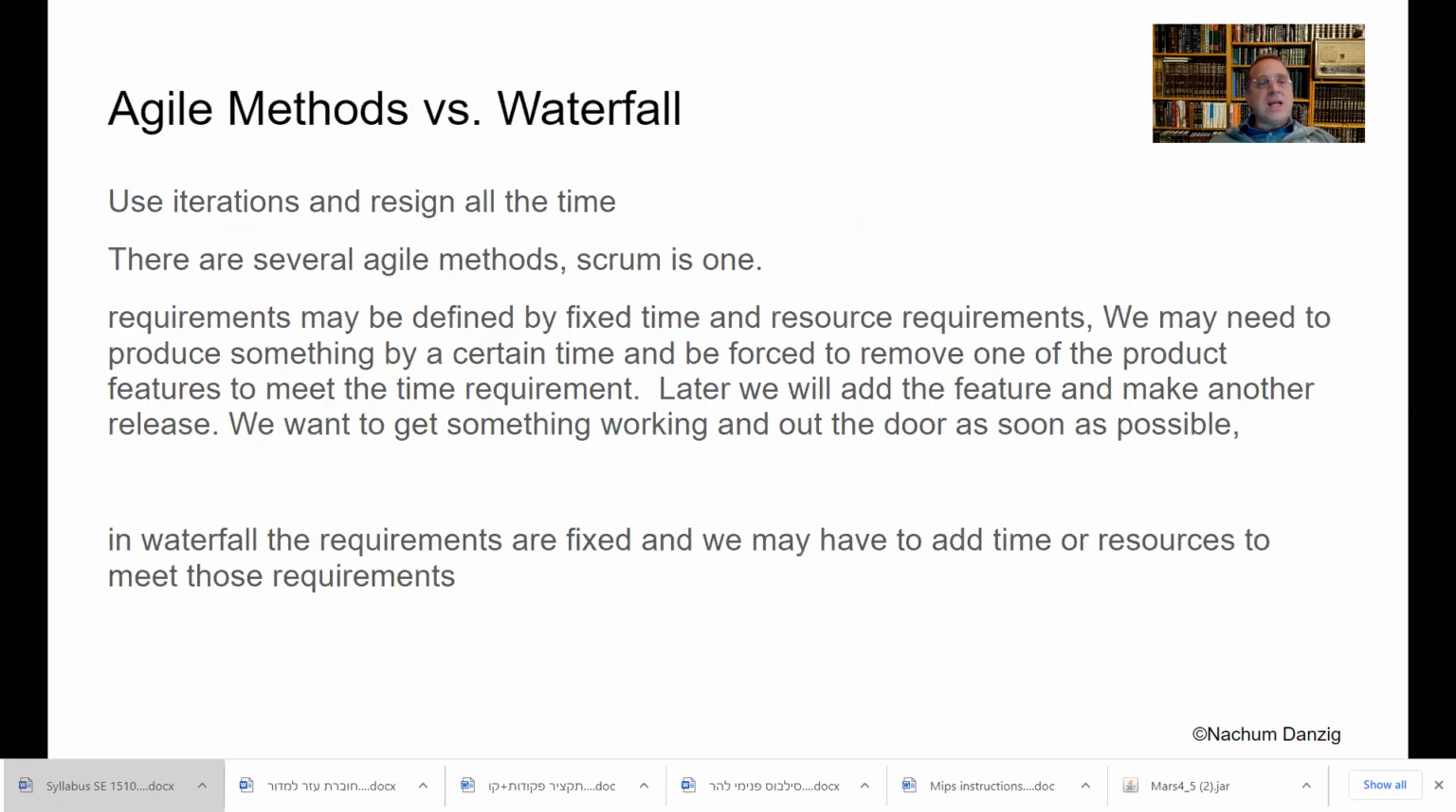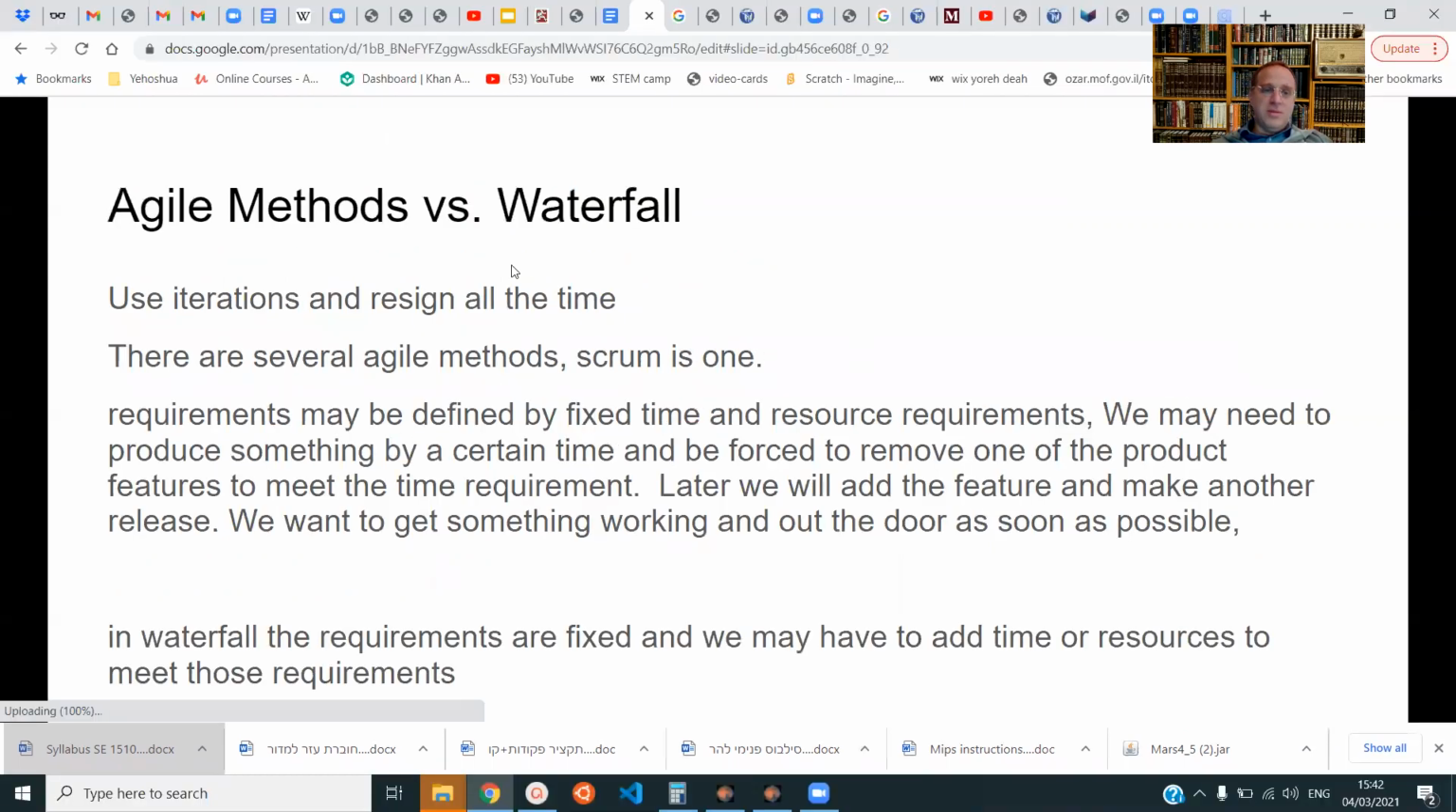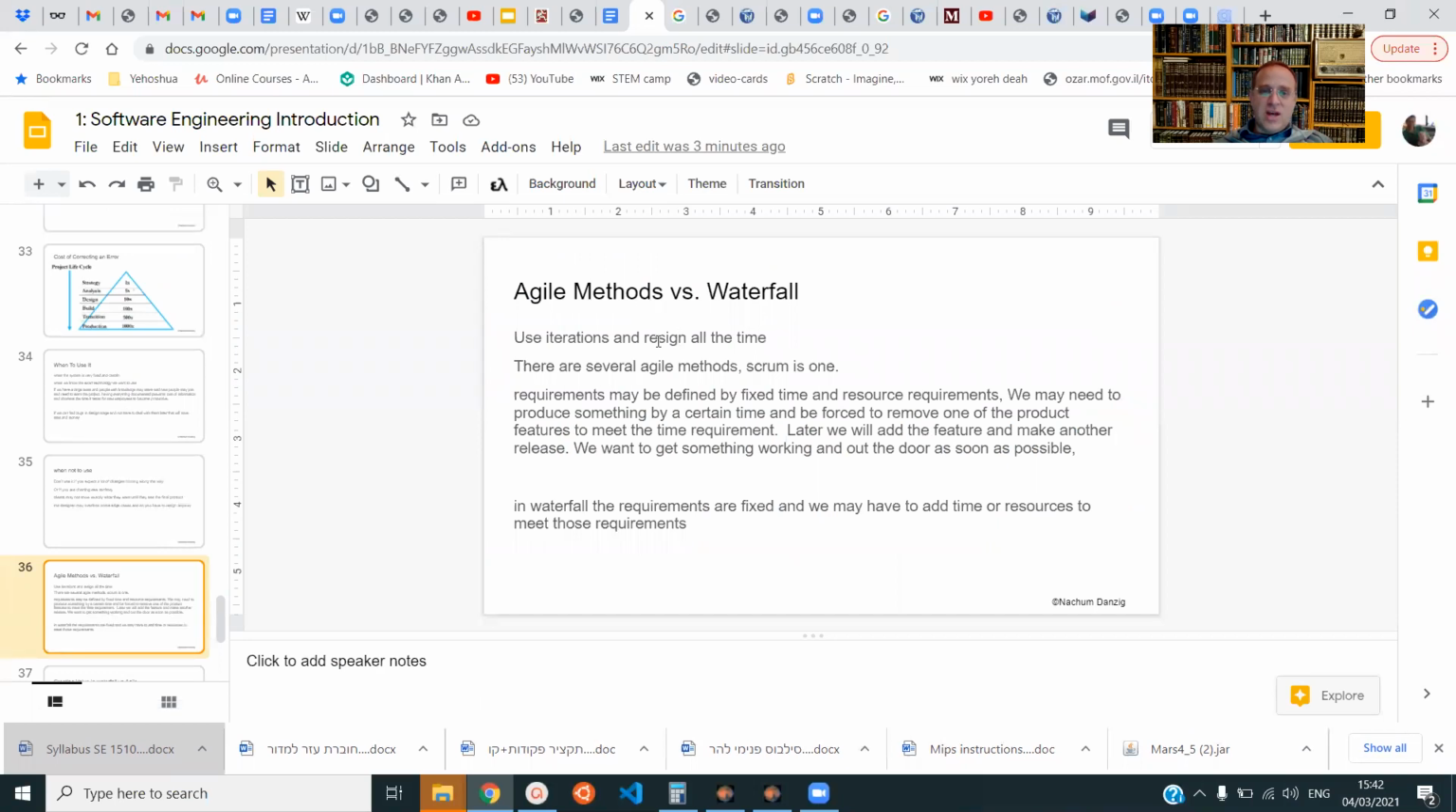So there are what we call agile methods. And the basic concept of agile methods is that you iterate and you redesign all the time. And resign all the time, that's not right. Don't resign all the time.